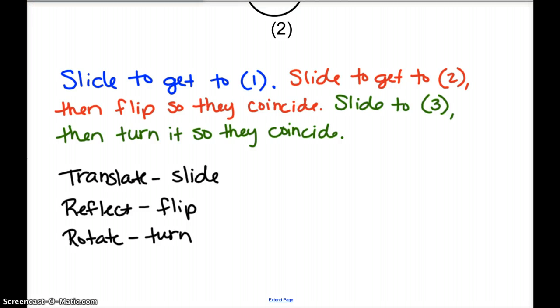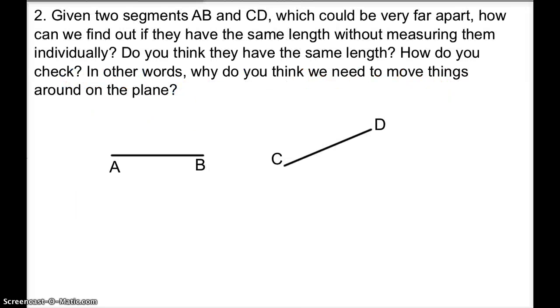So if we flip over to the back at number 2, it says that given two segments, AB and CD, which could be very far apart, how can we find out if they have the same length without measuring them individually? Do you think they have the same length? How would you check? In other words, why do you think we need to move things around on the plane? So let's just take this one question at a time. How could we find out if they are the same length without actually measuring them? So we're going to use the tool that we talked about on number 1, and that is the transparency or the piece of computer paper.